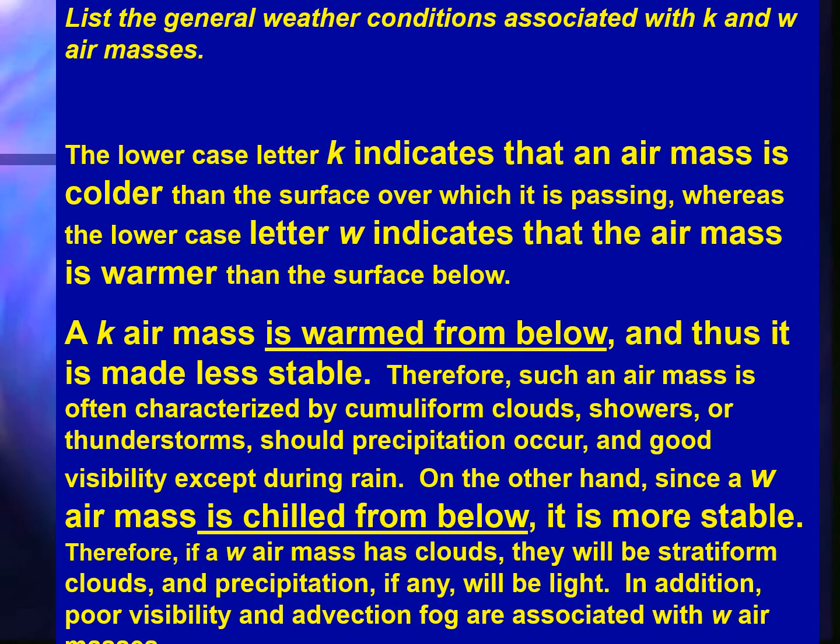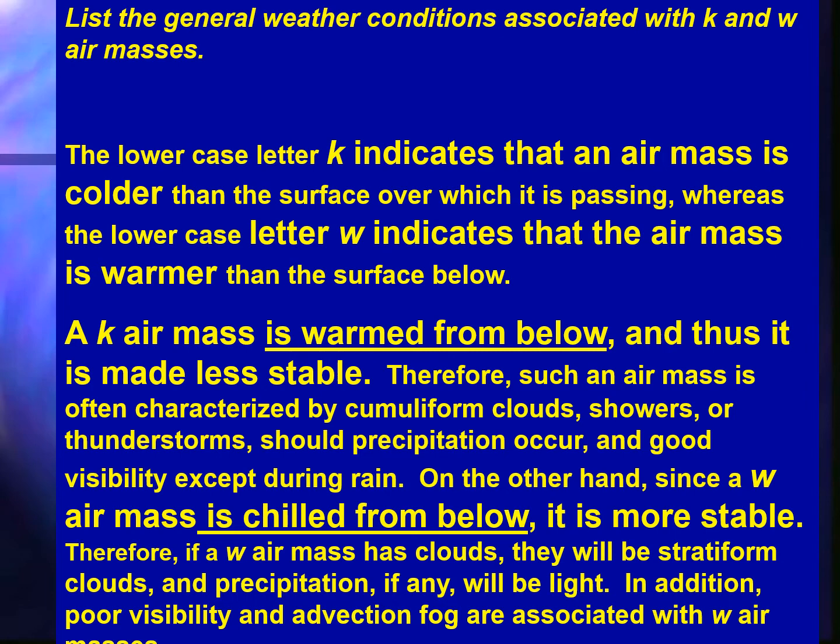So precipitation is expected. On the other hand, if an air mass is chilled from below, we're going to add a W to it, meaning it's warmer than what it passed over, so it's chilled from below. If the air mass is chilled from below, that's going to make it more stable. Anything that cools that air mass makes it more stable because it's less likely to lift, okay?